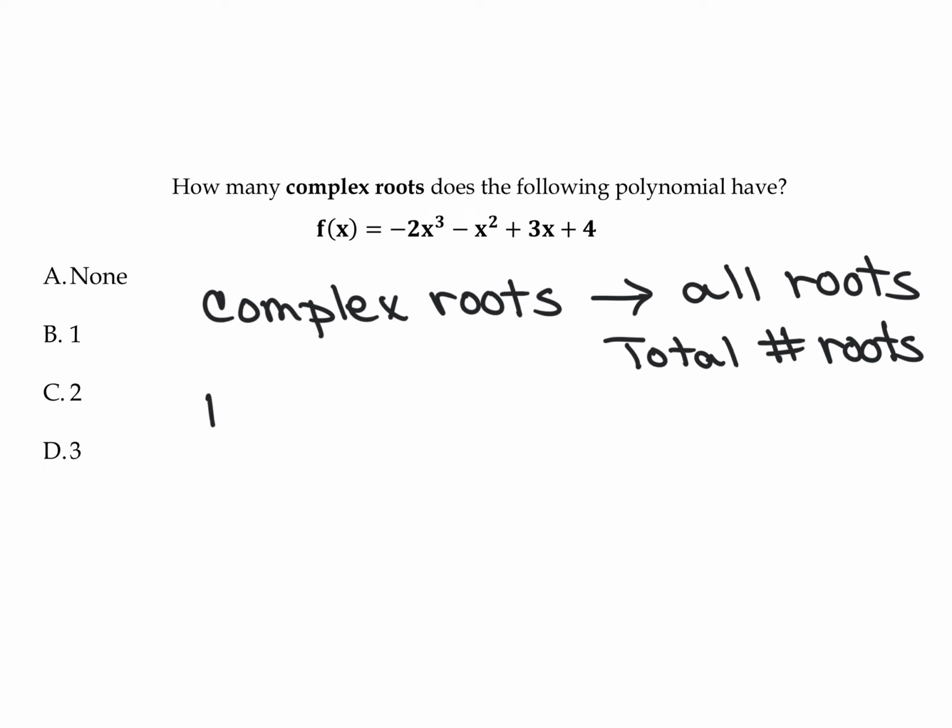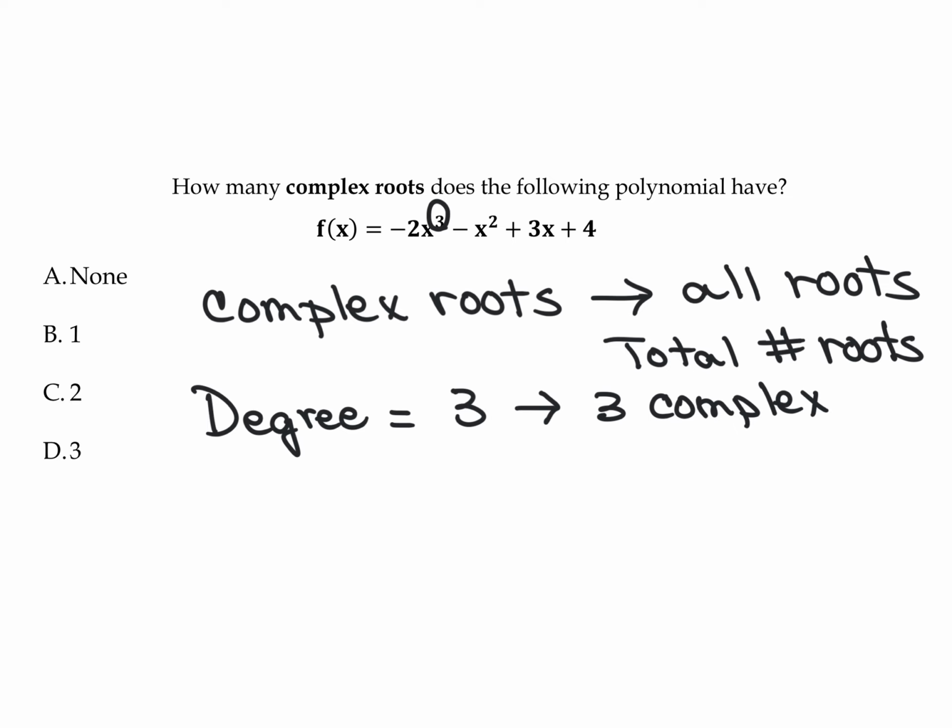I'm going to find the degree of my polynomial function, and the largest degree is 3. So the degree of this function is 3, which means that I have 3 total roots, which are called complex roots. So when you are asked for the number of complex roots, they want to know the total number of roots, and the total number of roots is the same as the degree.